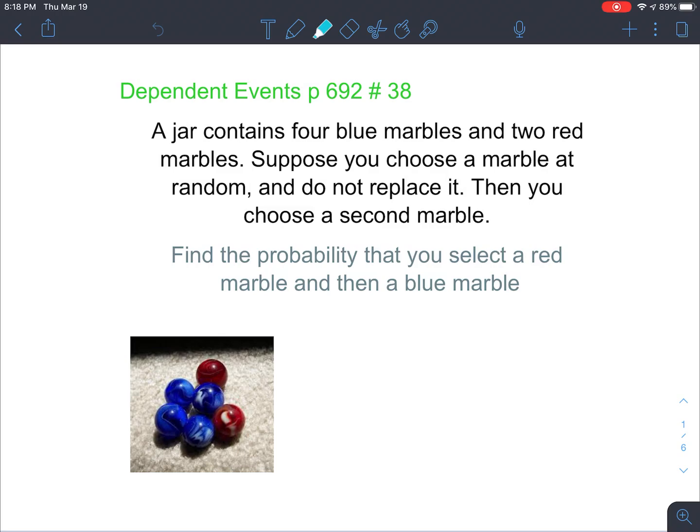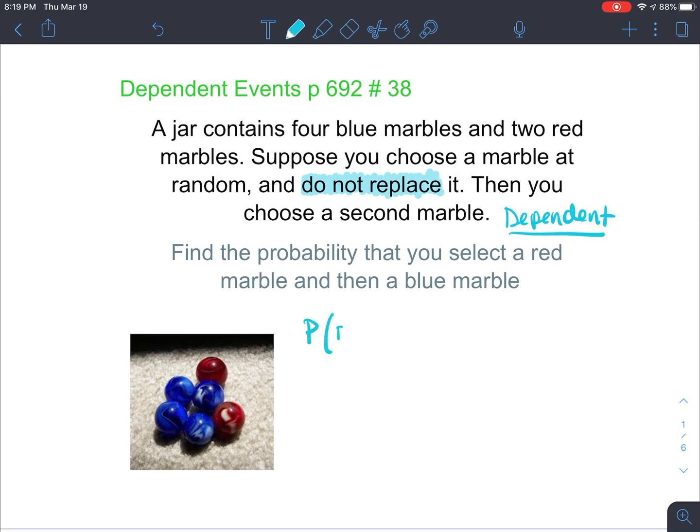So there's a key phrase here in the question. When you see "do not replace," meaning we take a marble out and we leave it out, that is a hint that these are going to be dependent, because the first marble that you pulled out will affect what happens on the second round. Okay, so we're looking at dependent events.